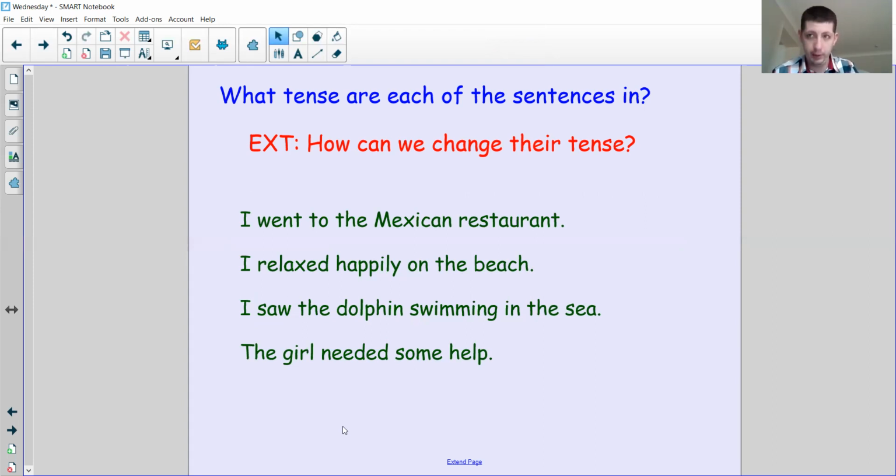The last one, the girl needed some help. That's also in the past tense. She needed the help, but maybe she's got the help now, or maybe she's okay, but she needed the help, which was in the past.